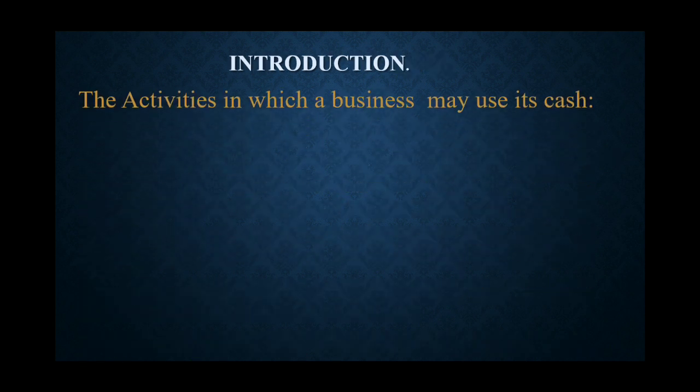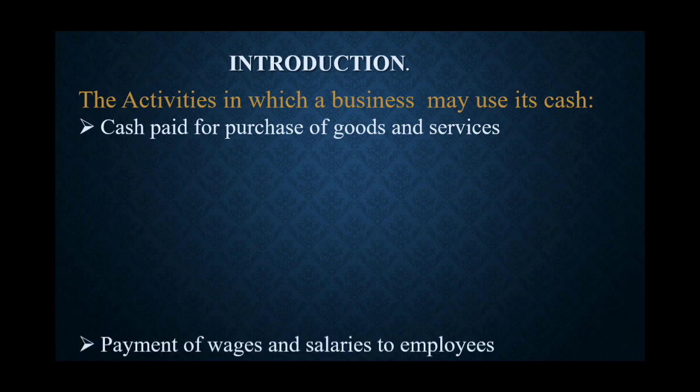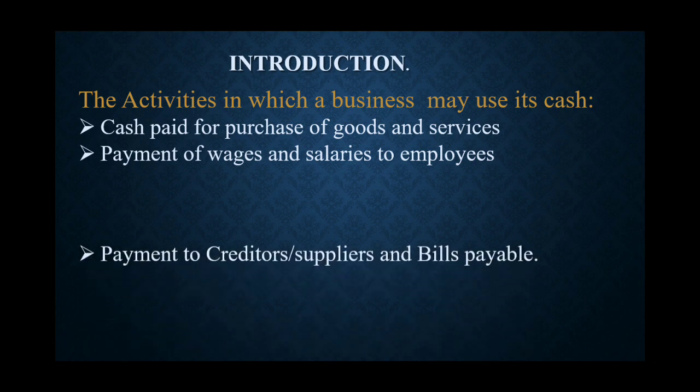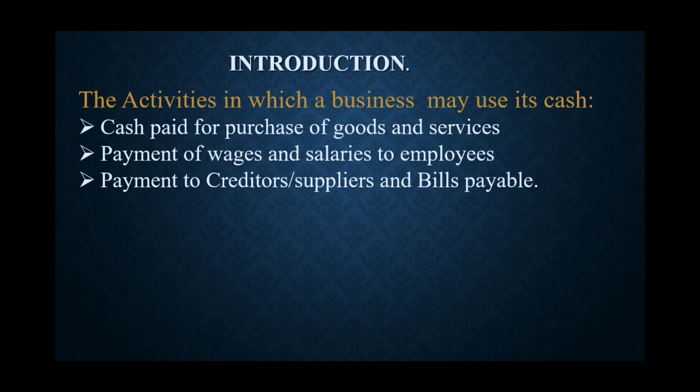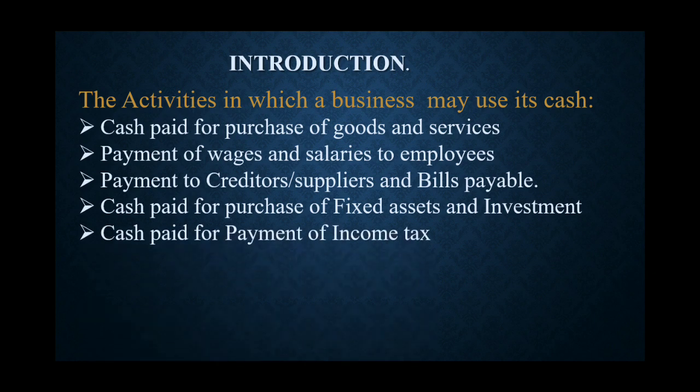Now the activities in which a business uses its cash: cash paid for purchase of goods and services. This is the main activity, the operating activities of the business. Payment of wages and salary to employees, again it is part of operating activities. Payment of creditors, suppliers and bills payable. Whenever a business makes payment to these creditors, suppliers and bills payable, that is the use of cash, outflow of cash.